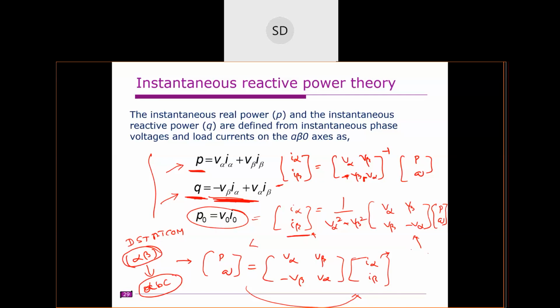Okay, so this is the one we developed. We want to generate this for the D-STATCOM currents. So now this will become I alpha star, where we generally use star for the reference. Where the changes will come is in P and Q. These powers will be changed.